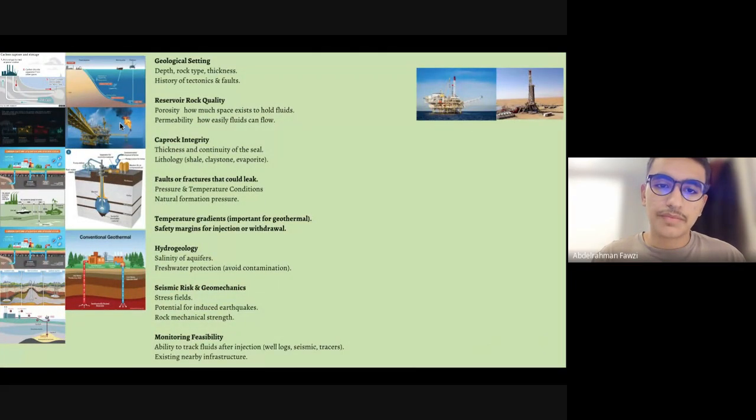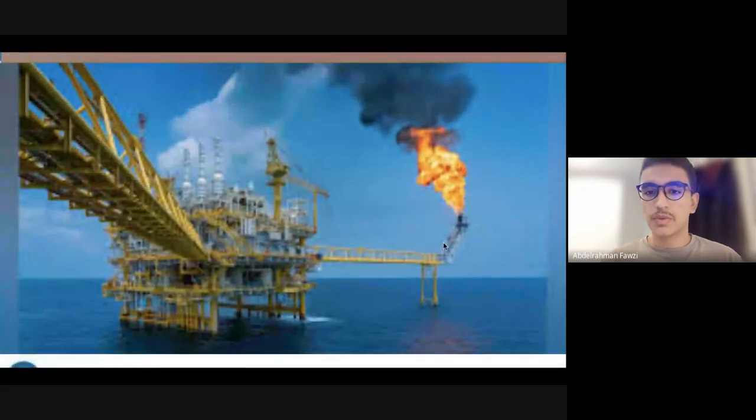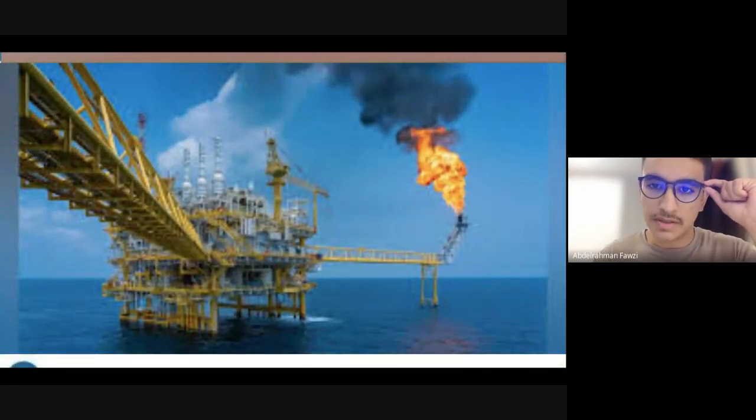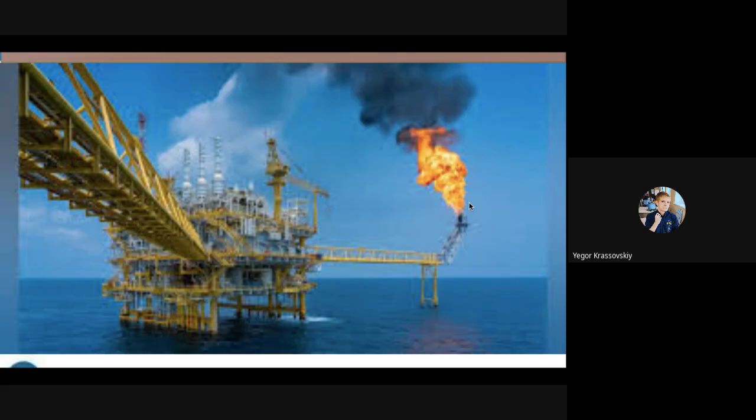Now we are going to discuss this picture. What's burning in this picture? Can anyone say? So probably this is the gas, I would say maybe methane, and probably we pump the oil out of the water, and the methane is a byproduct.